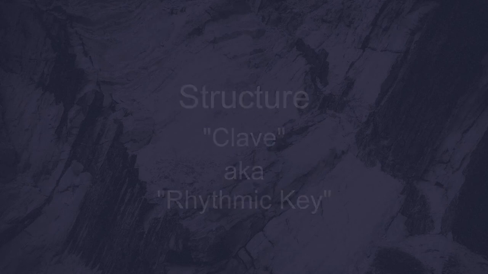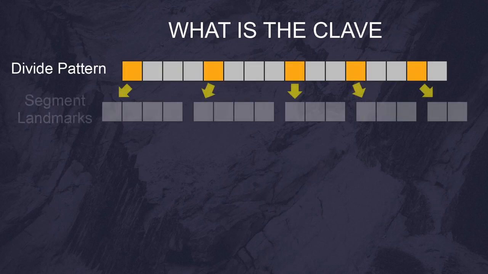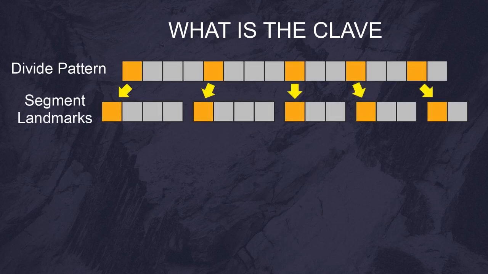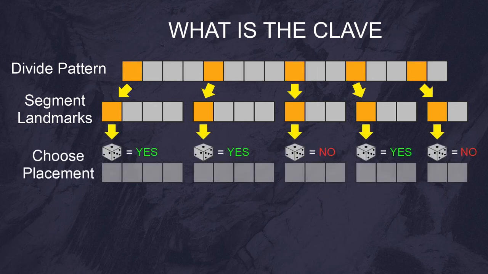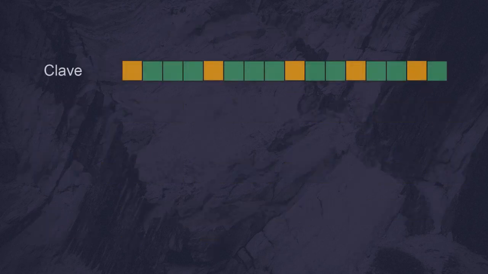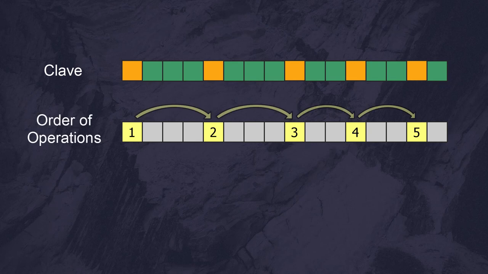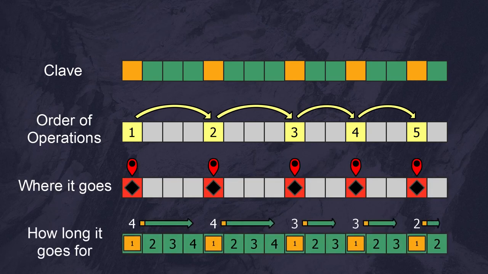The purpose of the clave is to divide a bar of musical patterns into segments. The first beat of each segment is used as a landmark for where we might place a rhythmic event. We can choose whether to place a beat or not using a generative operation. And if we do, we send it to an instrument to play. The clave is our structure and gives us a lot of important information. It tells us the order of operations, where everything goes, and how long it goes for.